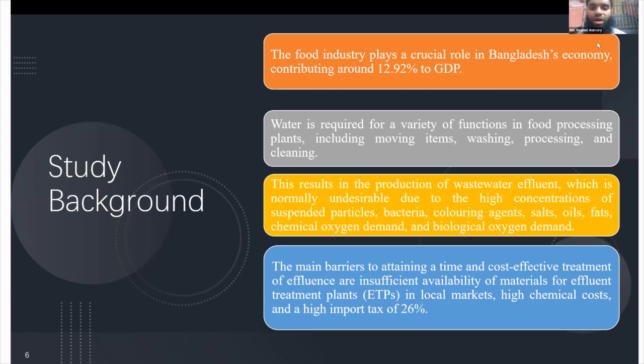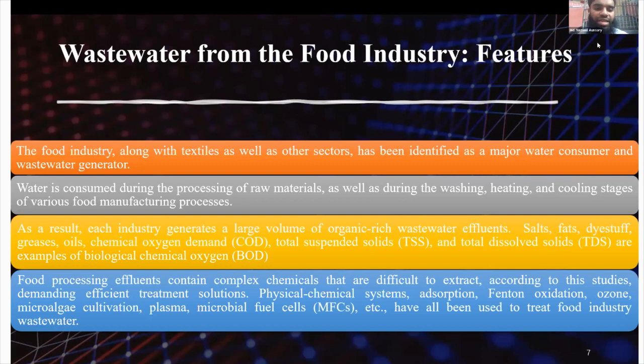Wastewater from the food industry features. The food industry, along with textile and oil as well as other sectors, has been identified as a major water consumer and wastewater generator. Water is consumed during the processing of raw materials as well as during washing, heating, and cooling stages of various food manufacturing processes. As a result, each industry generates a high volume of organic-rich wastewater effluent. Salts, fat, dyestuff, grease, oils, chemical oxygen demand, total suspended solids, and total dissolved solids are examples, along with biological oxygen demand, BOD.